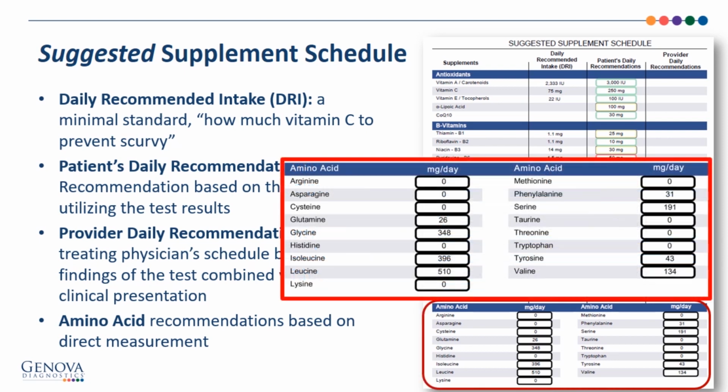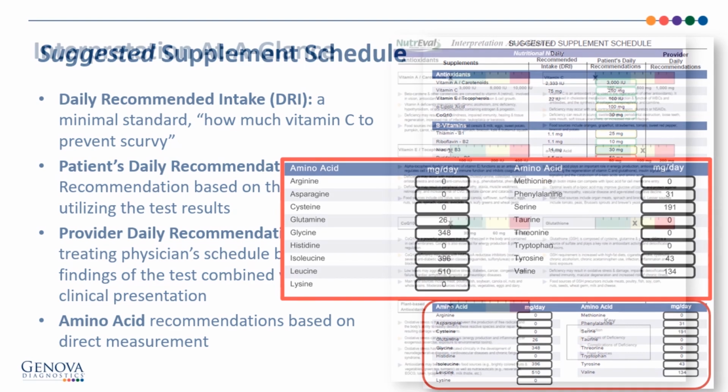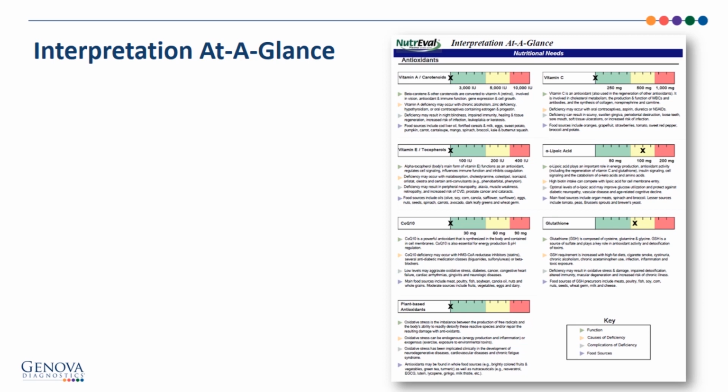The amino acid recommendations are actually based on a direct measure. So all these recommendations, you see the glycine at 348, isoleucine at 396 in milligrams per day, are based on a direct measure. In the NutrEval plasma amino acids, that'll be a plasma direct measure. And then there's the NutrEval first morning void amino acids, and these numbers will be based on a first morning void urine finding. The interpretation at a glance is your tool for a report of findings, a way of sitting down with the patient and taking this complex test and making it understandable.